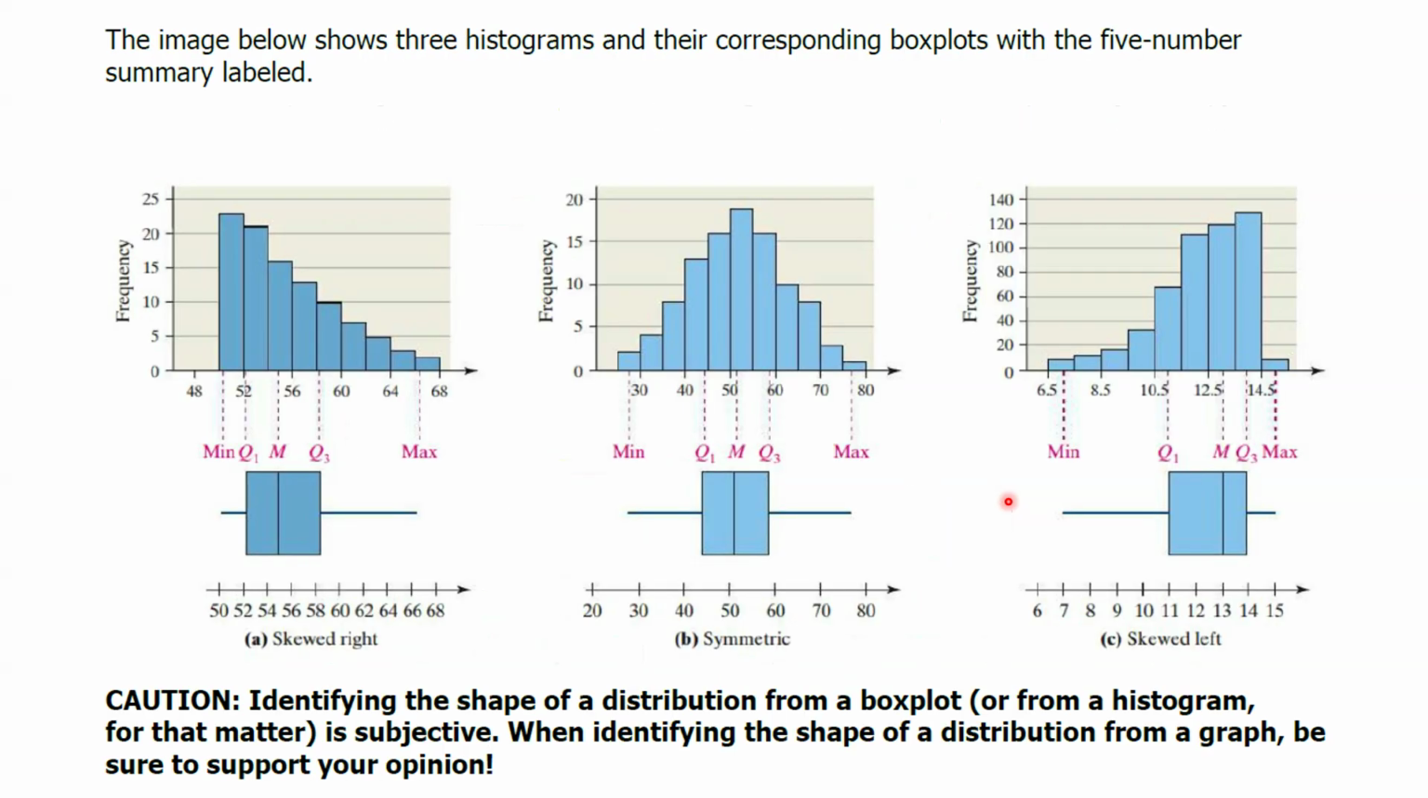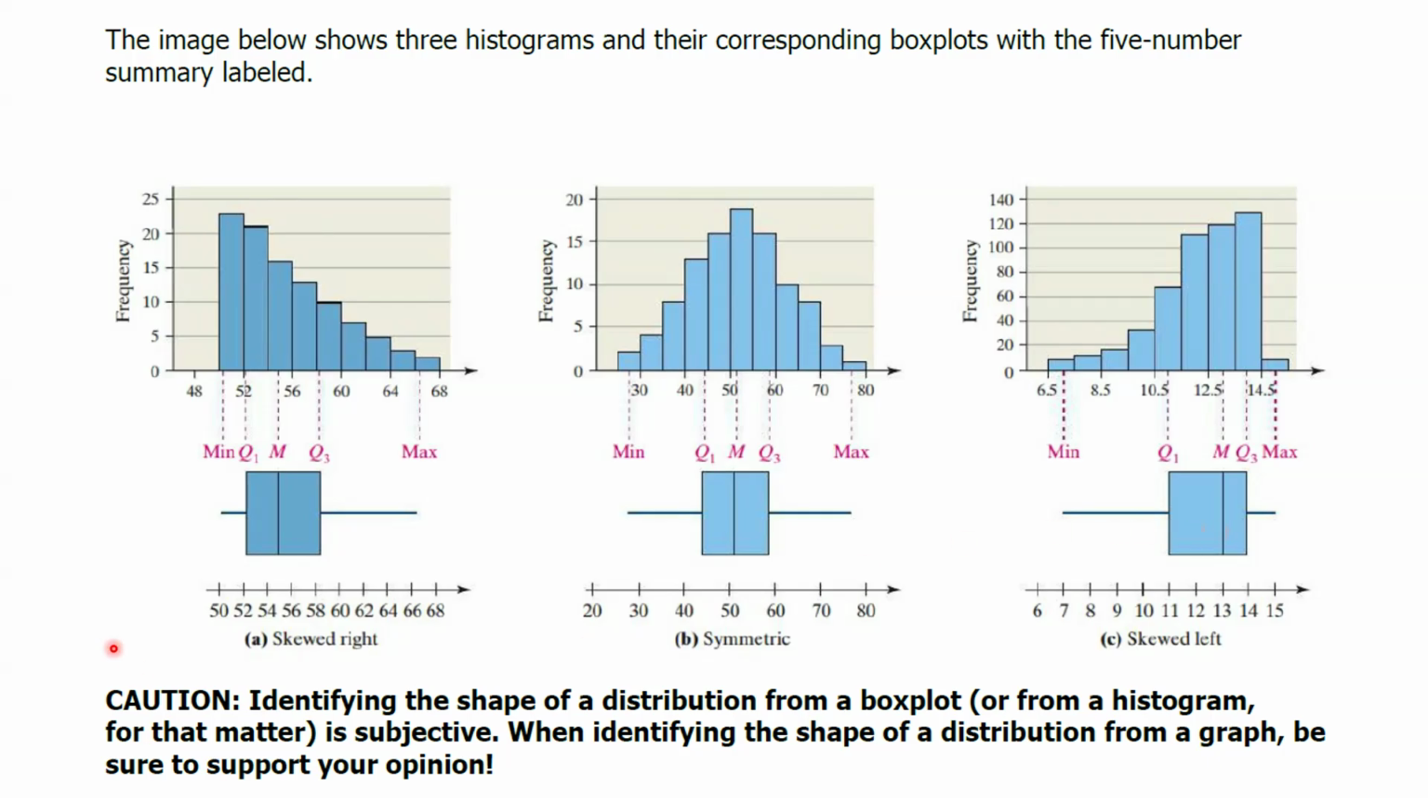So the image below shows 3 histograms and their corresponding box plots with the 5-number summary. On the left here, you have a skewed right histogram. Under it, you have the box plot that is representative of that histogram and what it would look like. In the middle, you have your normal distribution that is symmetric, showing its related box plot that's also symmetric. Then we have our skewed left histogram and our skewed left box plot to go with it.